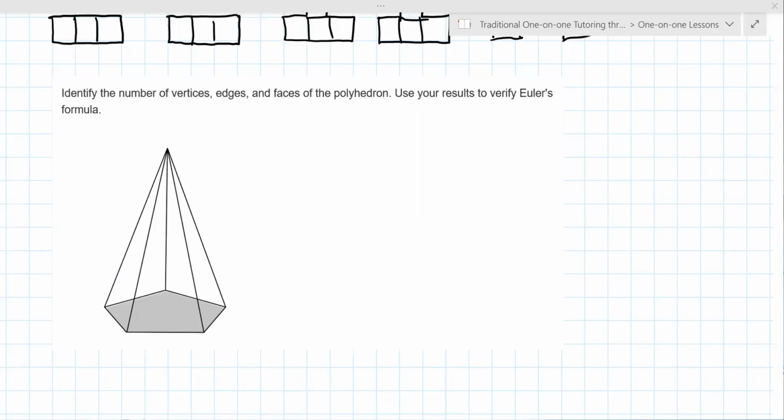Okay, let's go with vertices. So there's one up here, and then 1, 2, 3, 4, 5, so 6. So vertices is 6. The edges, it's each of these that come down. There's 5 that come down, but then there's also 5 down here. So that's 10. And hopefully you can follow. And then faces, there's 5 faces, but they also include the bottom, so that's 6.